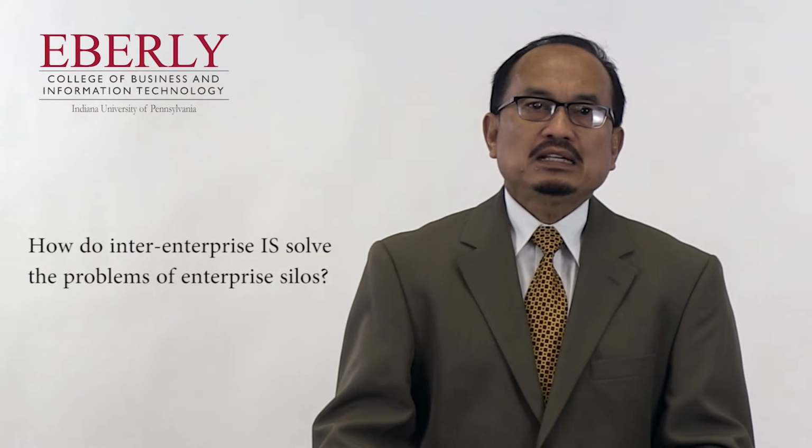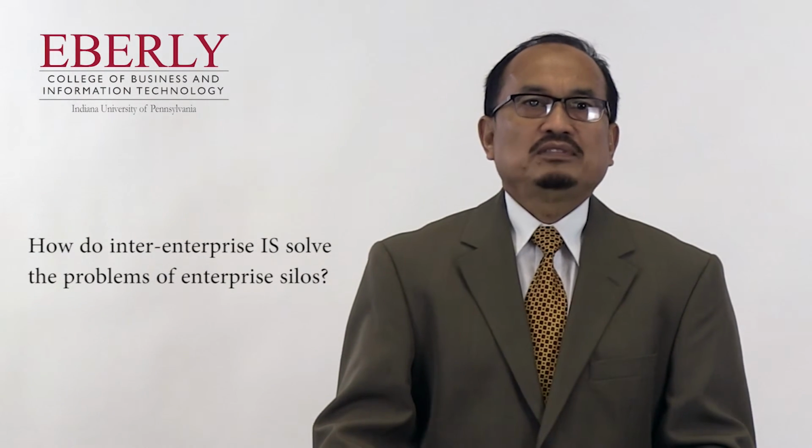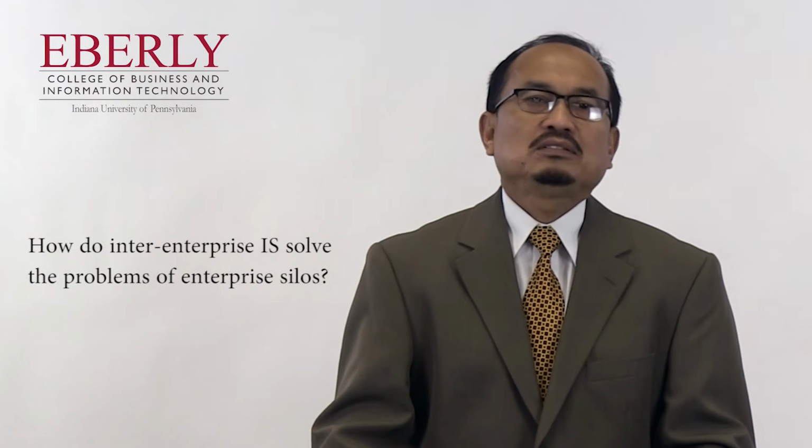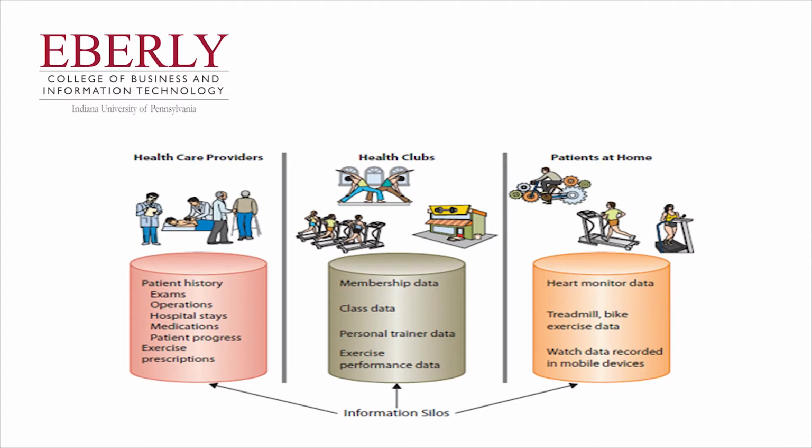How do inter-enterprise information systems solve the problem of enterprise silos? Figure 7.21 shows the information silos among healthcare providers, health clubs, and patients, the principal private users. Providers keep track of patient histories and maintain records of exercise recommendations, which are called exercise prescriptions in the private system. Health clubs maintain membership, class, personal trainer, and exercise performance data.